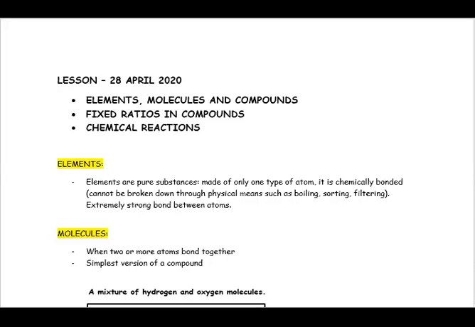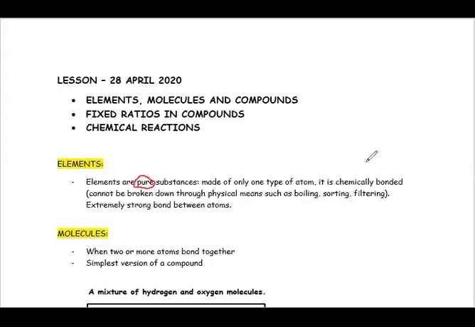Good day, everybody. Today, our lesson is going to be elements, molecules, compounds, and I'm going to explain to you the definitions of those three terms. Okay, so the first thing we're going to talk about is elements, right? We know that in the periodic table, there are 118 known elements in the universe, all right? And elements are pure substances, meaning that they are made of only one kind of atom.